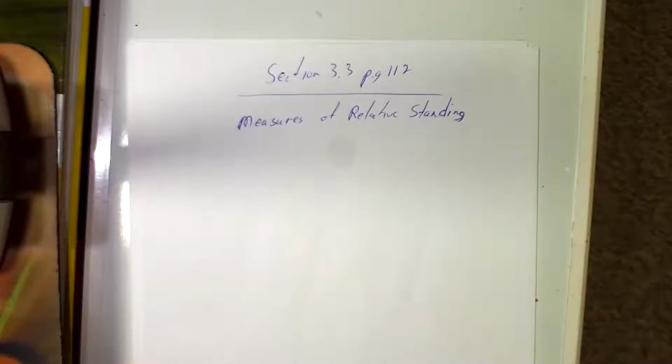Okay, class. Today we're going to go through section 3.3, page 112. The title of this section is Measures of Relative Standing. This is the last section before we can begin to test you on all the material from chapters 1 through 6. So this is the last section. Okay, so measures of relative standing.